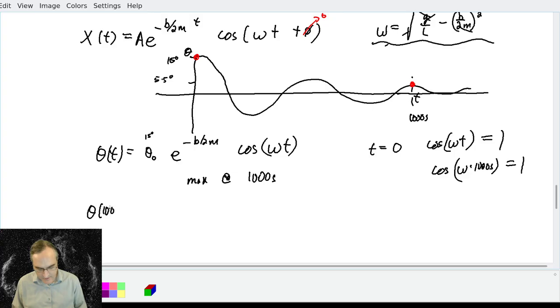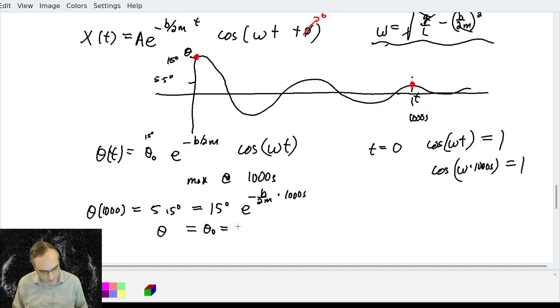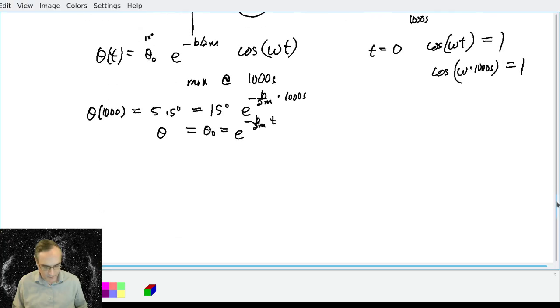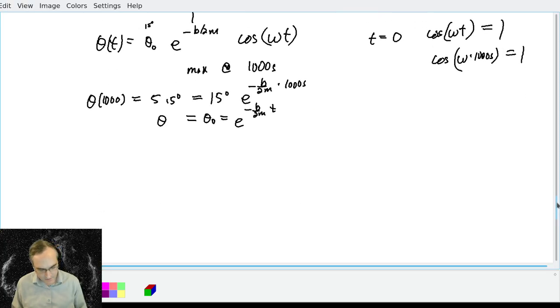Theta at 1,000 seconds is going to be equal to 5.5 degrees, which is equal to 15 degrees e to the minus b over 2m times our 1,000 seconds. Now, I don't have to put all these values in here. As a matter of fact, it's better to handle this in variable form, so I'm going to rewrite it in a variable form here, so we can solve it in pure variables. Alright, so if I want to find, I do have an error here. This is a multiply, not an equals. Alright, if we want to find the b over 2m, we need to rearrange.